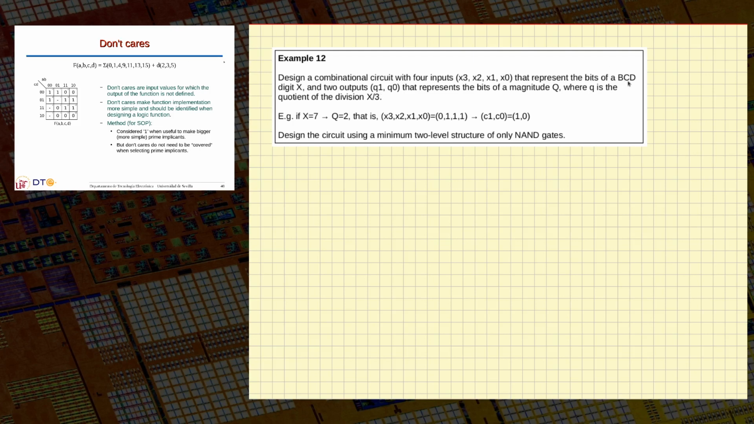BCD means binary code in decimal, so our input bits will represent only decimal digits. It means numbers that go from 0 to 9 only. And the circuit will divide by 3, so if the input bits represent number 7, so inputs are 0, 1, 1, 1, then the result of the division, Q, will be 2, okay, the integer part of the result. So if the input is 0, 1, 1, 1, the output will be 1, 0, and so on.